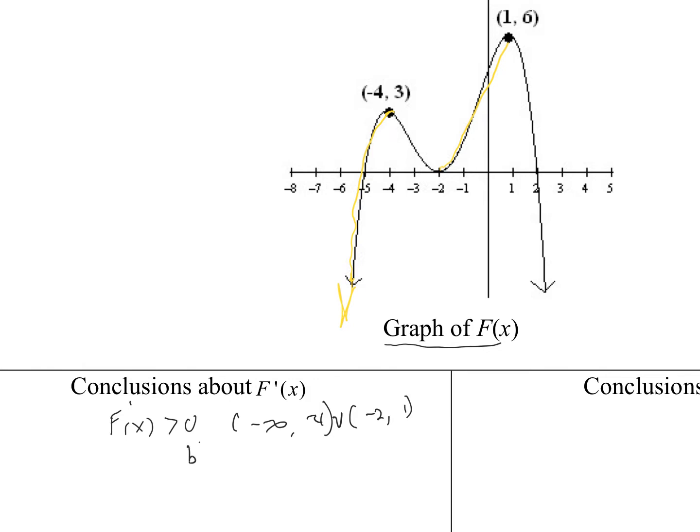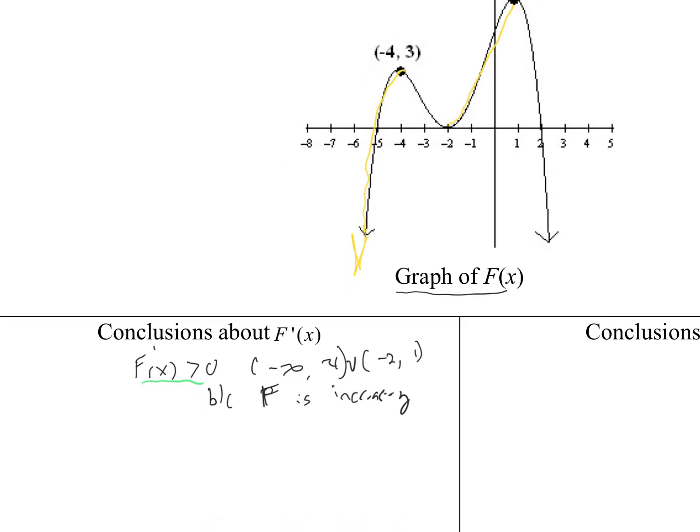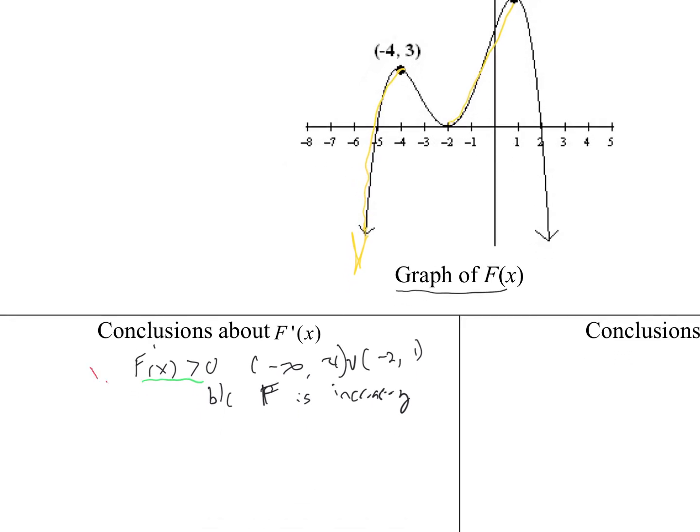And because f is increasing, that means the slope is positive, which is exactly what this says. Okay, what else? That's one thing. I don't know how many we're going to get out of it. How about the decreasing part?